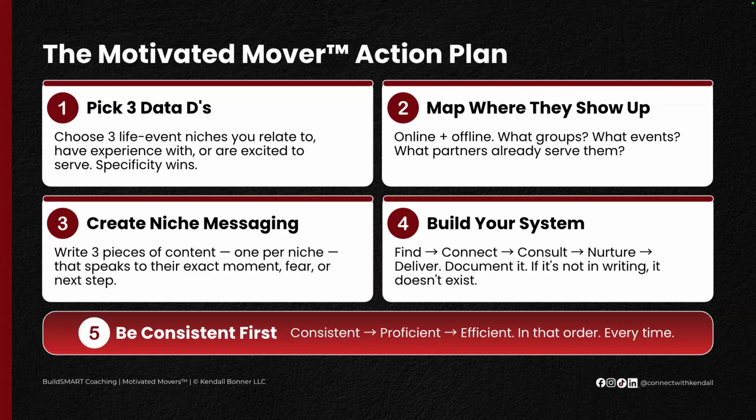And then step 2, map where they show up. Are they online or offline? What groups do they belong to? What events do they attend? What vendors already serve them? Who are the strategic partners you could be building relationships with right now? That's what you need to be thinking about here.